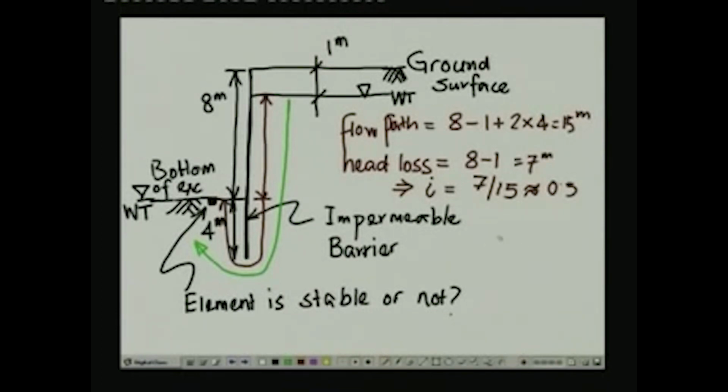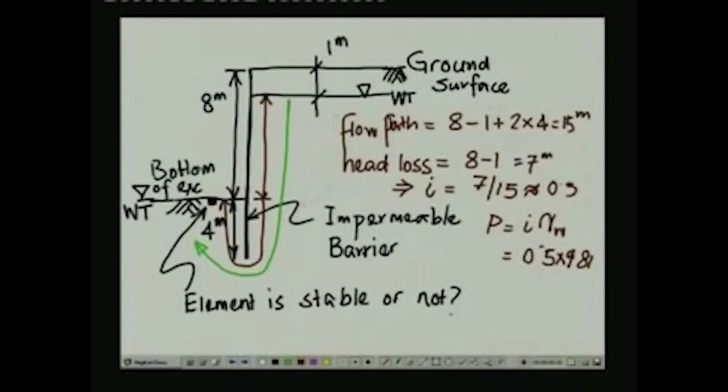Now you know that because of the flow taking place, you are going to have an upward seepage pressure in this case, and as I have indicated in the previous lesson, seepage pressure is going to be given by P equal to i times gamma w, that is equal to 0.5 times 9.81.